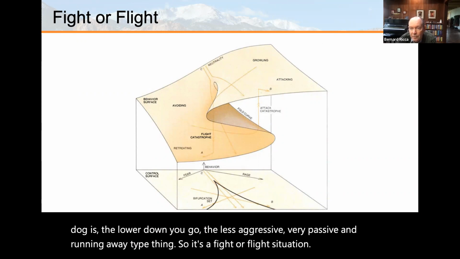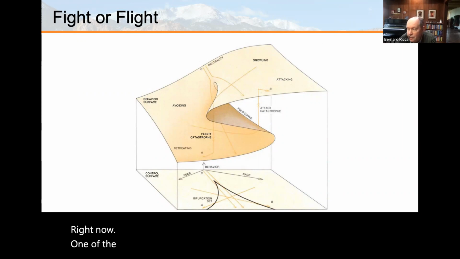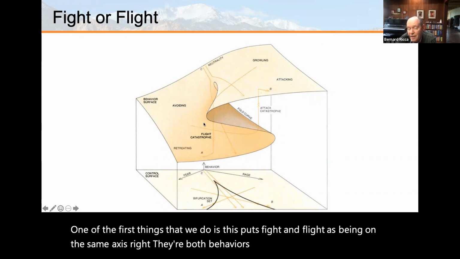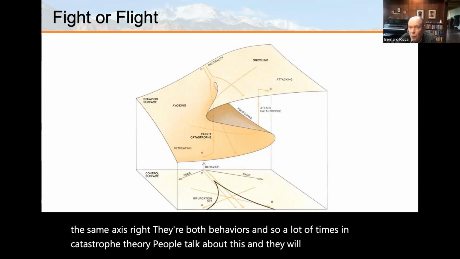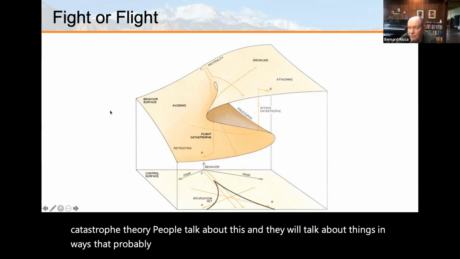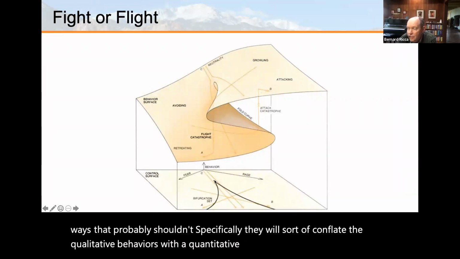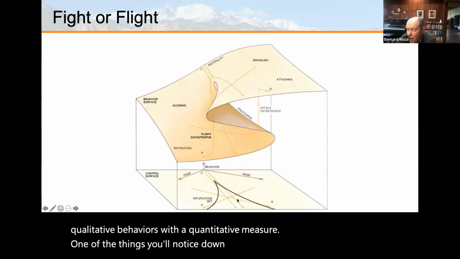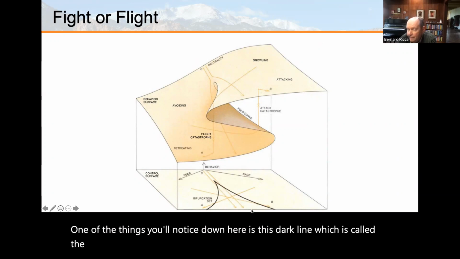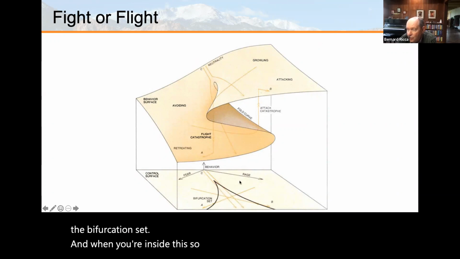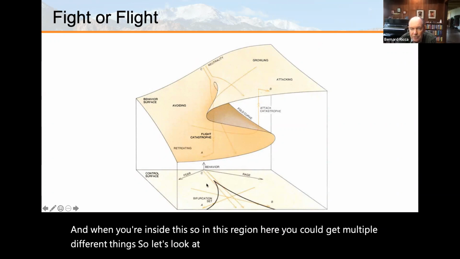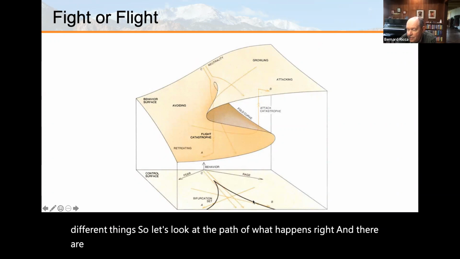Now, one of the first things that we do is put fight and flight on the same axis, right? They're both behaviors. A lot of times in catastrophe theory, people talk about this in ways that probably shouldn't. Specifically, they will conflate the qualitative behaviors with a quantitative measure. One of the things you'll notice down here is this dark line, which is called the bifurcation set. When you're inside this region here, you could get multiple different things. So let's look at the path of what happens. There are 4 paths that Zeeman put here.